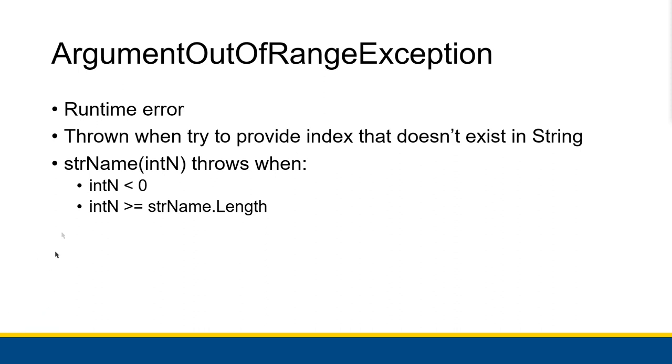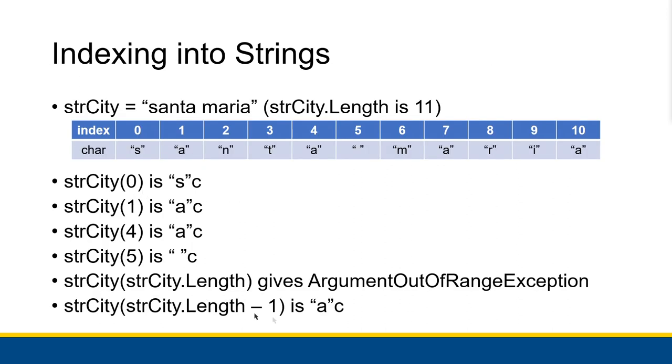So if I try to index into string name with some integer n, it's going to throw that argument out of range exception when integer n is less than 0. So you can't have negative values. Or when integer n is greater than or equal to the string name dot length property's value. So for Santa Maria, right here, when I said string city dot length, that was going to be 11. It's greater than or equal to the length. So that throws that argument out of range exception. If I had said string city at index negative 1, that also would have thrown.